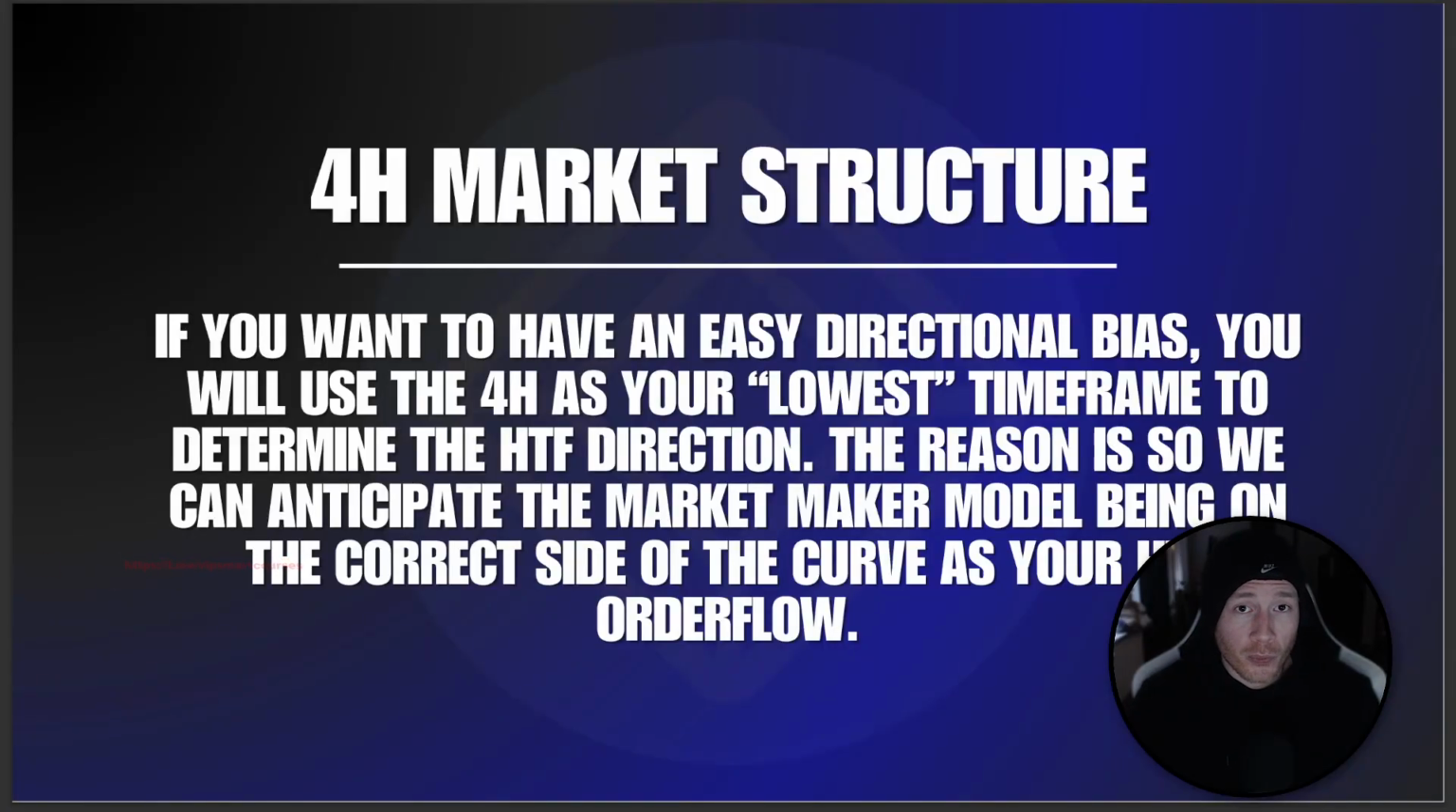Now let's talk about 4-hour market structure. If you want to have an easy directional bias, you will use the 4-hour as your lowest time frame to determine the higher time frame direction. Now the reason is so that we can anticipate the market maker model being on the correct side of the curve as your higher time frame order flow.